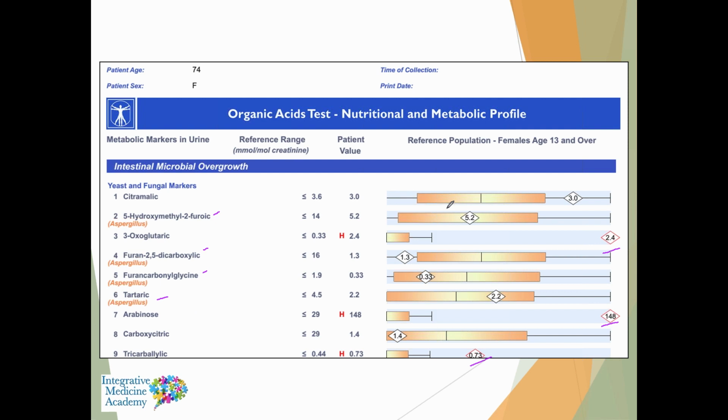Okay, so finally, the last scenario. This is a 74-year-old individual, kind of typical chronic fatigue issues, a poor diet, metabolic disorder, etc. In fact, diabetic, I believe.